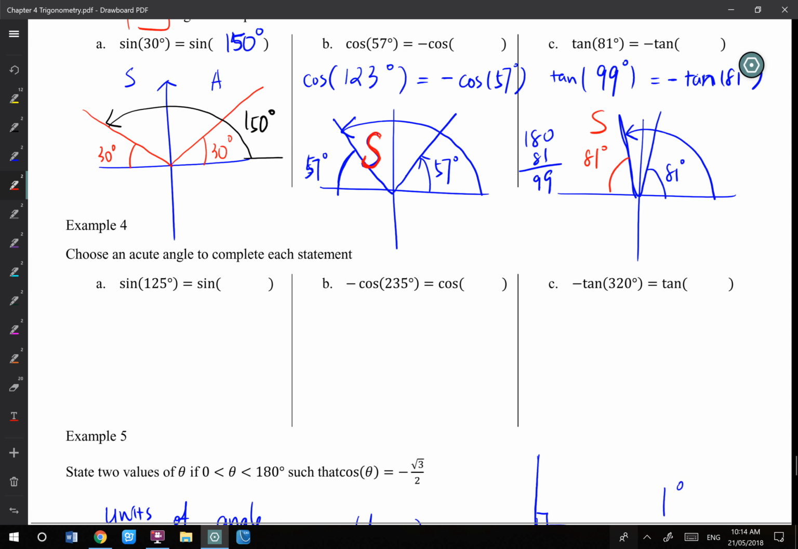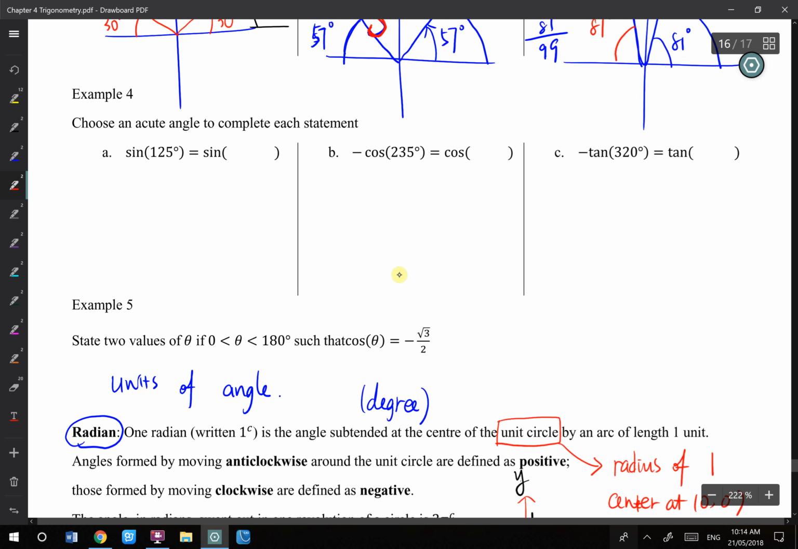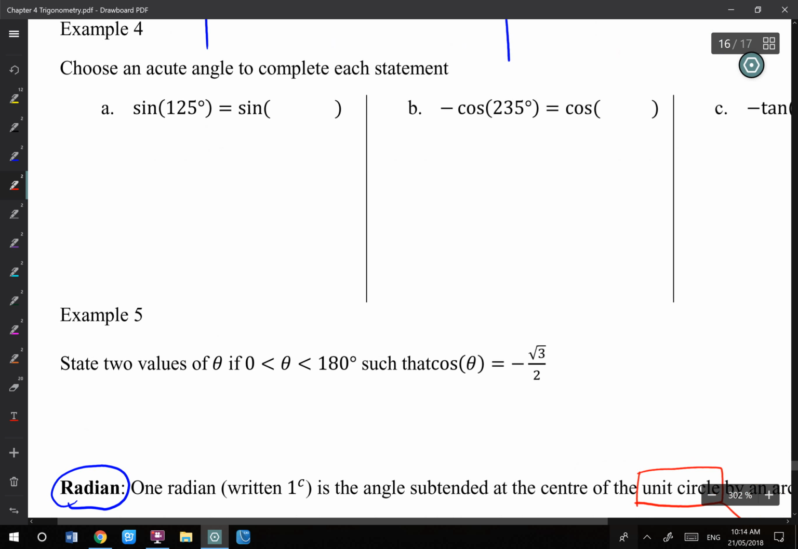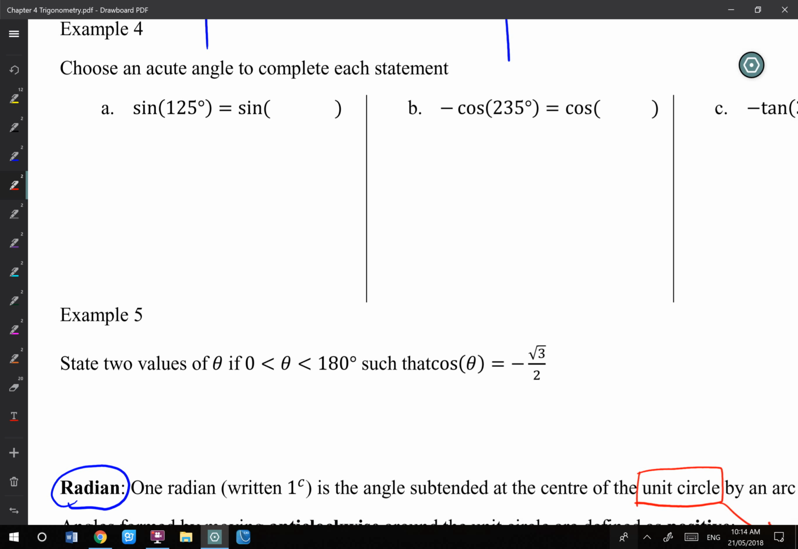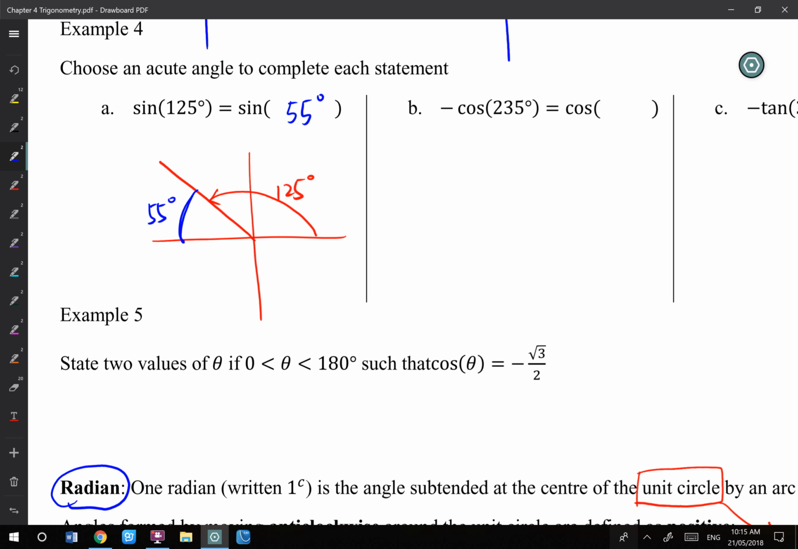All right, for the next one. Well, the next one is basically reference angle. If you want to choose an acute angle to complete the following, well, 125 is here. So we have the reference 55 degrees. Because it's the sine quadrant, I can directly change it to sine 55.